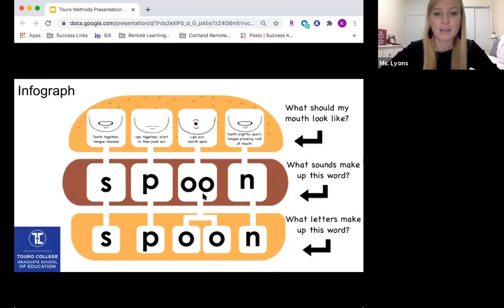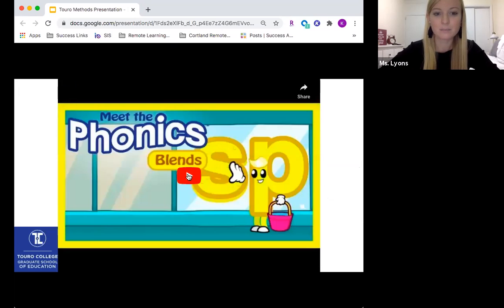So we can see that the O sound together, even though usually O says ah, when it's put together like this, it says ooh. Today we're going to be learning a new sound. We're going to be learning about the blend SP. Does anyone know what sound SP makes together? Good, sp. Let's watch a video to learn more about the SP sound.